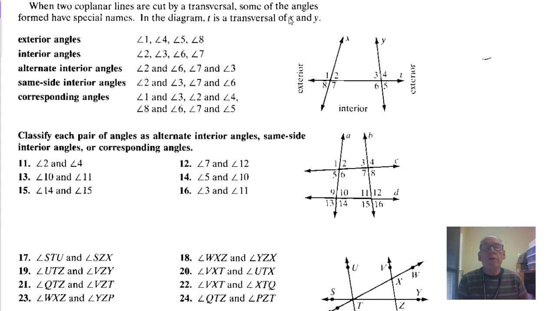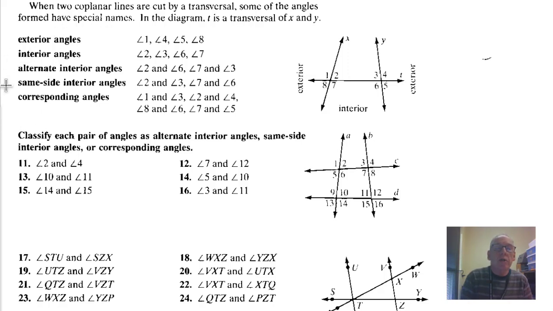When two coplanar lines are cut by a transversal, some of the angles formed have special names. Now, exterior angles, 1 and 5 would be alternate exterior angles. 8 and 4 would be alternate exterior angles. If the lines were parallel, then these alternate exterior angles would have to be congruent. Interior angles, 2 and 6 would be alternate interior angles, and 7 and 3 would be alternate interior angles. And then 4 and 2, 3 and 1, 5 and 7, and 6 and 8 would be the corresponding angles.